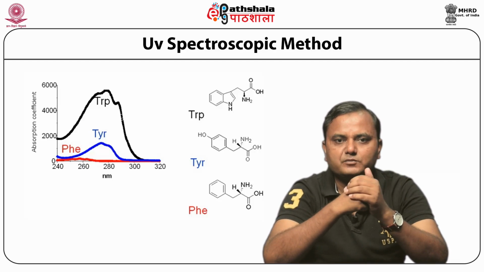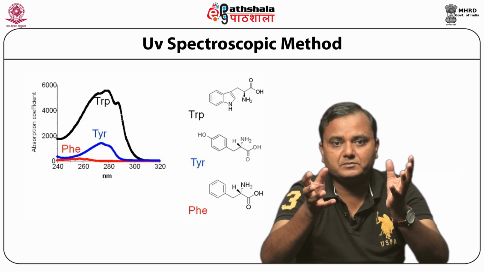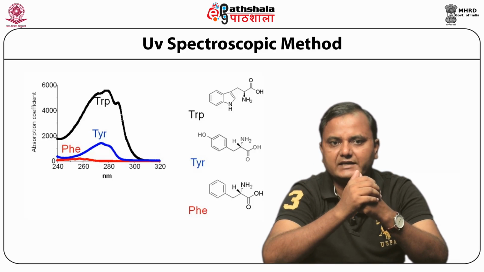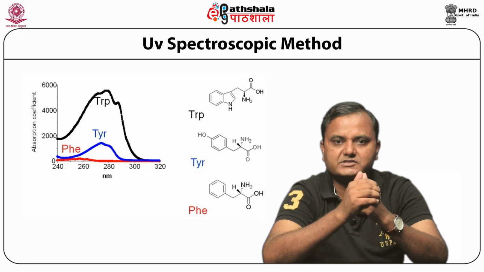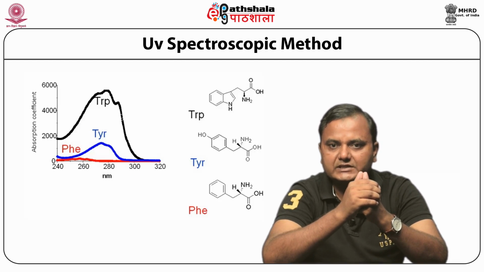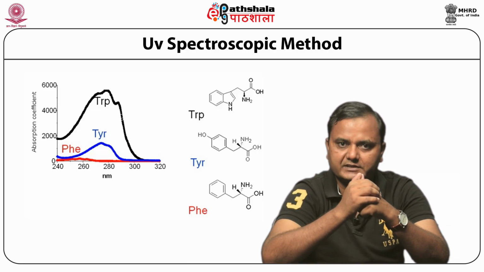For the experimental procedure, the optical density of the test solution is measured at 260 nanometer and 280 nanometer by using the following formula. You can use protein concentration in milligram per ml equals 1.55 times optical density at 280 nanometer minus 0.76 times optical density at 260 nanometer.